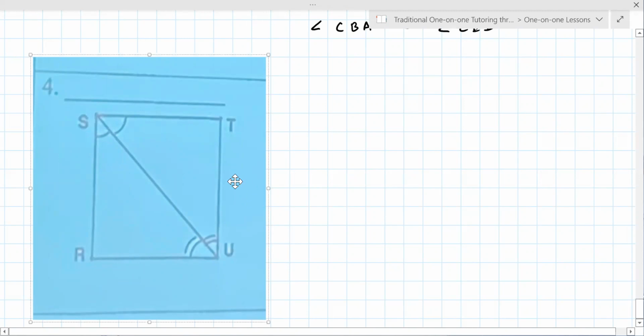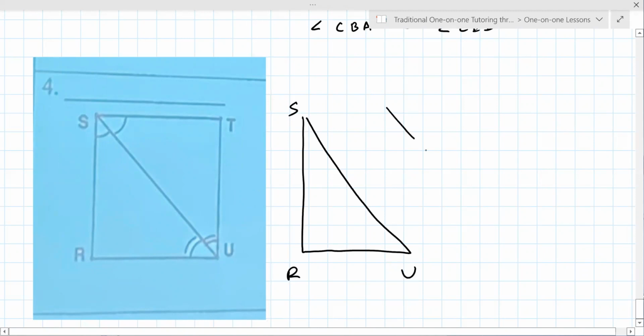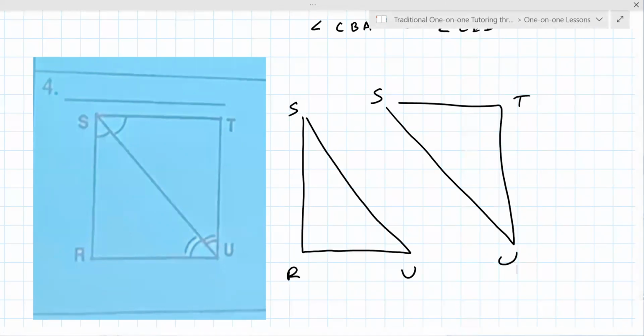Okay, so we got two triangles here that are sharing a side, so that's where I would definitely break it apart. SRU, STU, and you label... SRU is congruent to UTS. Before you can do that though, you don't have enough right now.